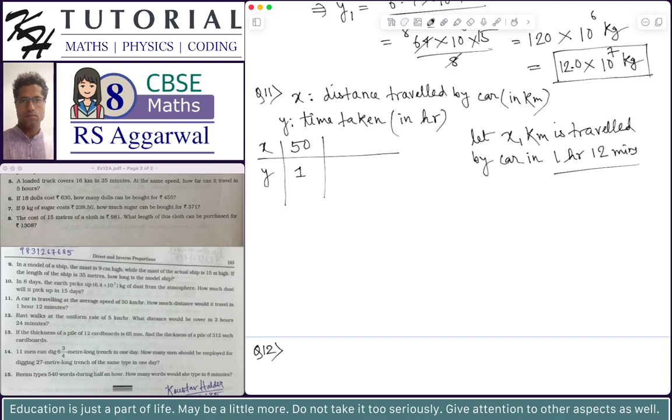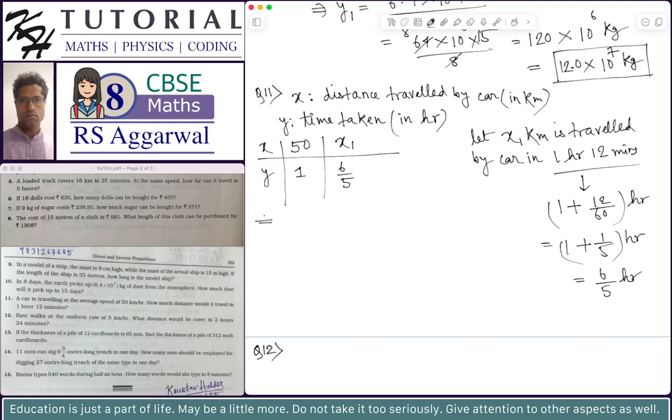Now 1 hour 12 minutes has to be converted into hour, since we have assumed that the unit of the quantity y is in hour. So 1 hour 12 minutes is basically equal to 1 plus 12 by 60 hour. This is equal to 1 plus 1 by 5 hour, and this is equal to 6 by 5 hour. So now we can add the new data x1 and 6 by 5. So we have x1 and 6 by 5.